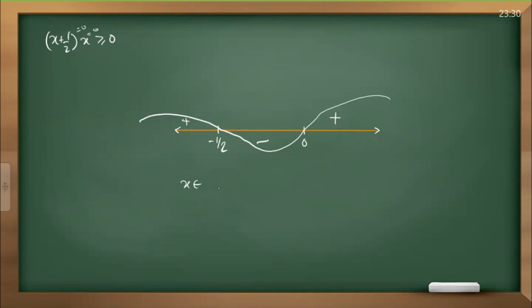Then x belongs to minus infinity, comma, we'll take minus half in a closed bracket. Why? Because if we put the value of minus half here, then it becomes 0, and 0 equals 0. Then we'll get the union symbol, and 0 is also eligible now. So 0, comma, infinity. So this is our solution set.